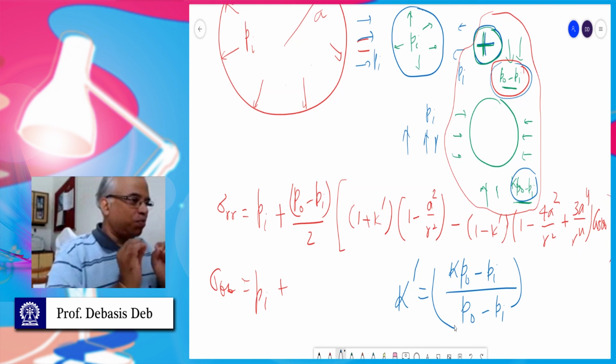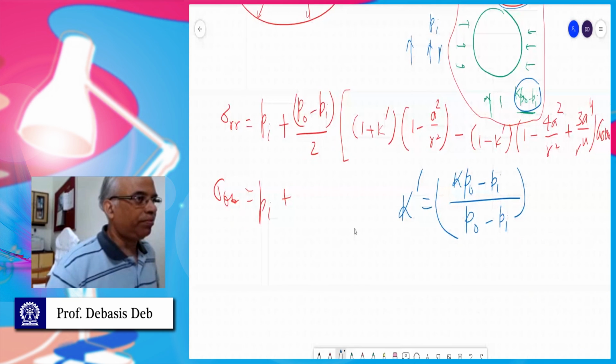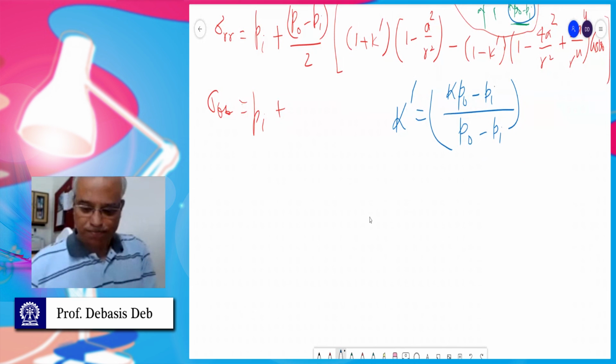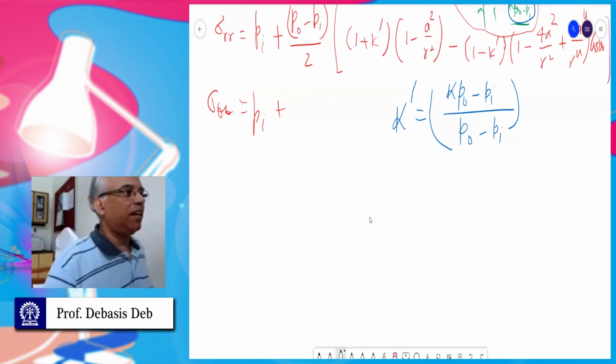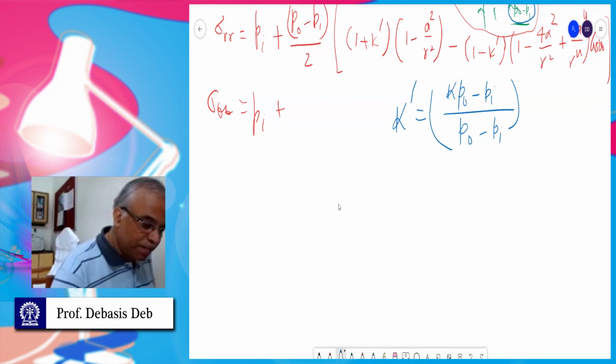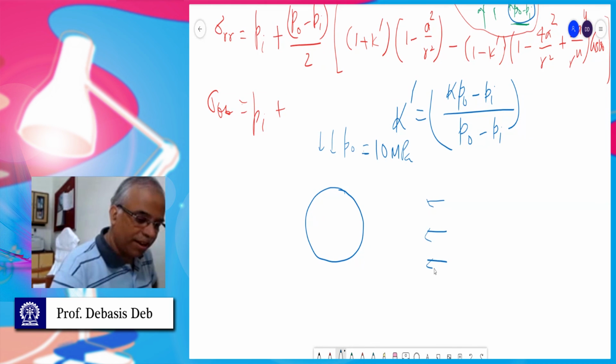Now I can do a very small problem for you. Very quickly, I want to do a problem. Let's say the original P naught is 10 MPa and this one is about 5 MPa.